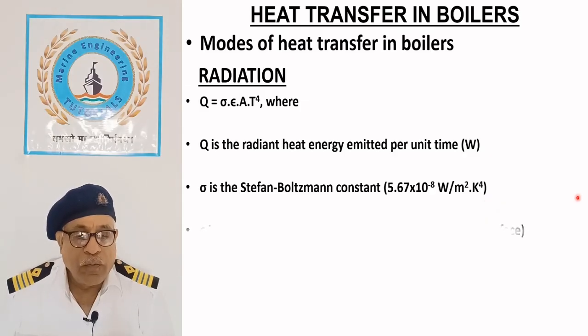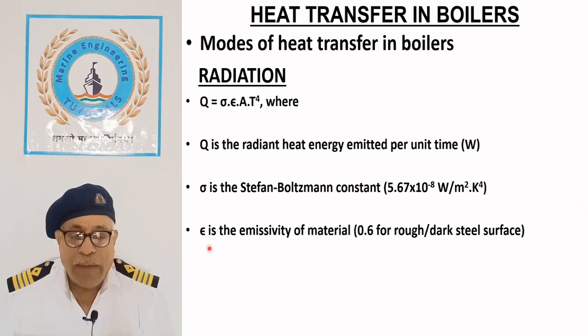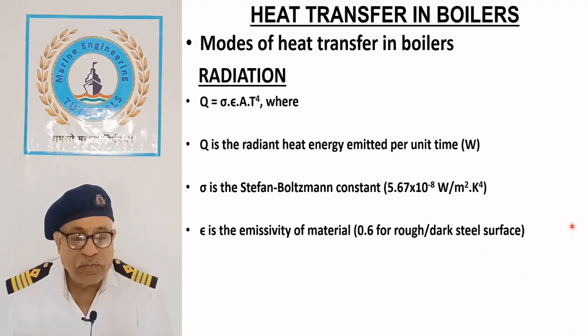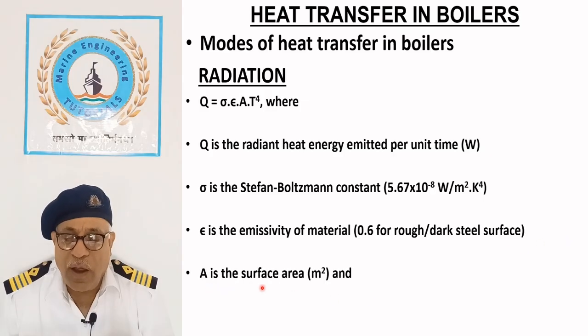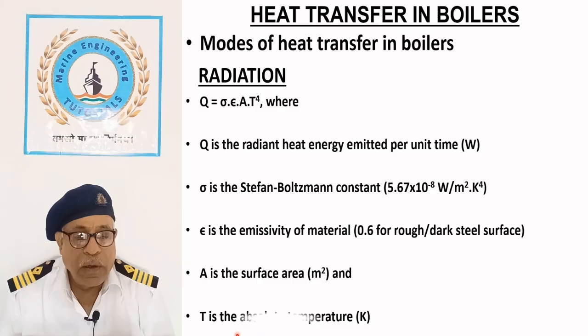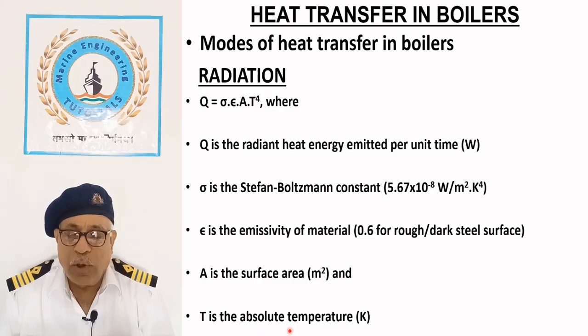Epsilon is the emissivity of the material, whose value varies from material to material, and for a rough and dark steel surface it is 0.6. A is the surface area in meter square, and T is the absolute temperature in Kelvin.